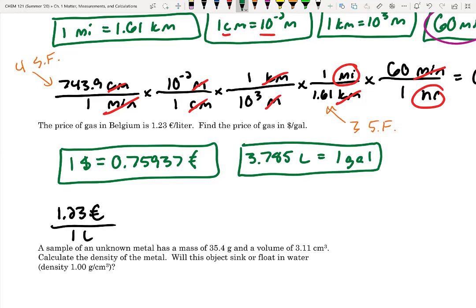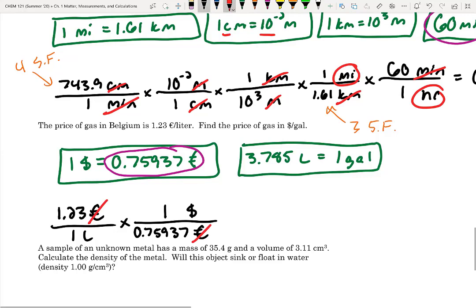Okay, so we should be set now. First thing I would do is just pick one I want to convert. Doesn't really matter if we cancel out euros or liters first. You can do either way, but I'll just pick euros. So I'll pick euros on bottom. And we know that up here, the number that's paired with the euros unit is 0.75937. And this is equal to $1. So now we've canceled out our euros and we're left with dollars, but we're not quite done. We need to cancel out liters.